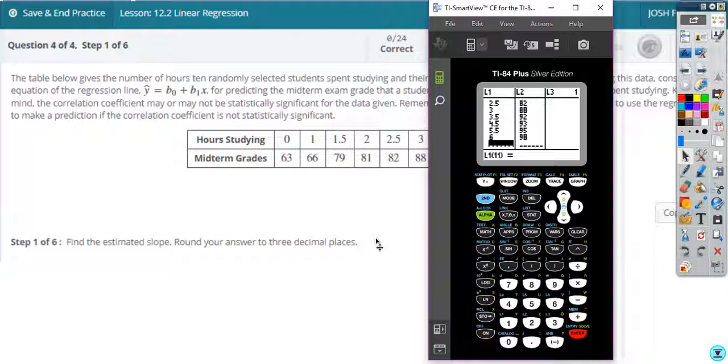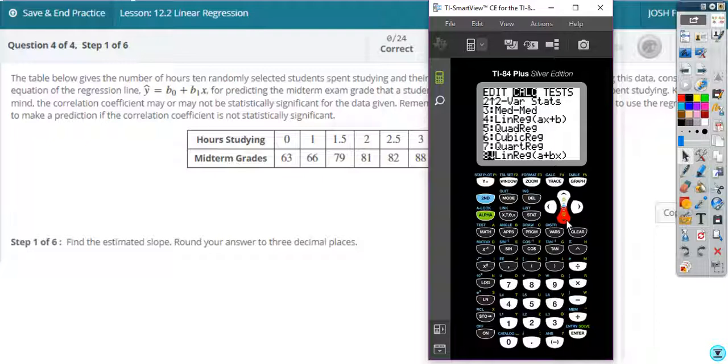To do this, we're going to do a linear regression. The process for linear regression is we go back to the stat key, and then this time instead of editing, we're going to go over to calculate. We have 2 options. We have option number 4, which is linear regression, AX plus B. And then there's also option number 8, which is linear regression, A plus BX.